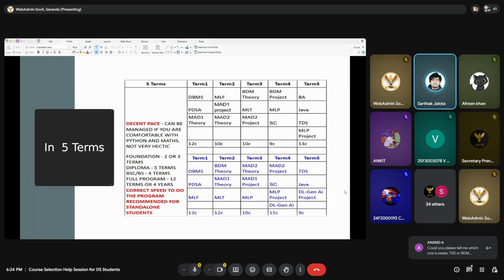Could you please tell me which one is easier, TDS or BDM theory? Okay, so you have to do TDS regardless, and BDM. For TDS, I think you need MLP as a core prerequisite. BDM theory is going to be very easy as compared to TDS, because TDS has project components in it.